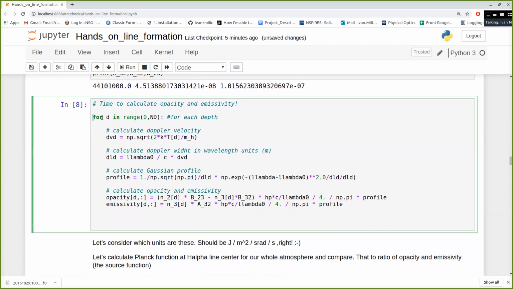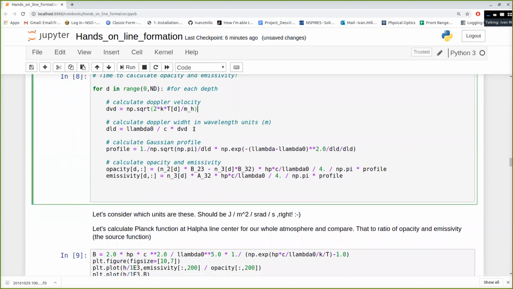I'm going through the atmosphere. At each depth, I'm going to calculate the Doppler velocity. The Doppler velocity is going to be different for each atomic species. Here we are only dealing with one line, so I just need to calculate the Doppler velocity as square root of 2kT over mH. Later, we're going to change this mass, and we're going to see how our line changes. The Doppler velocity is going to be of the order of maybe 10 kilometers per second.